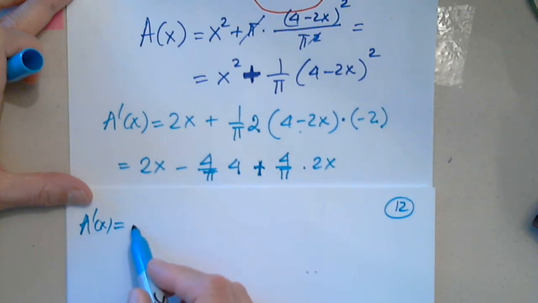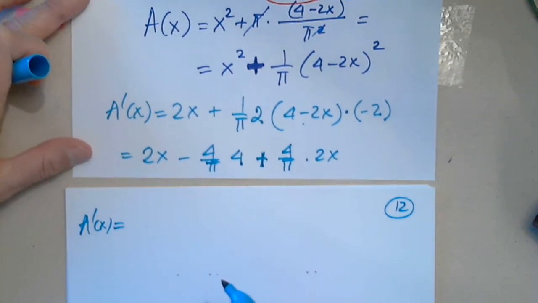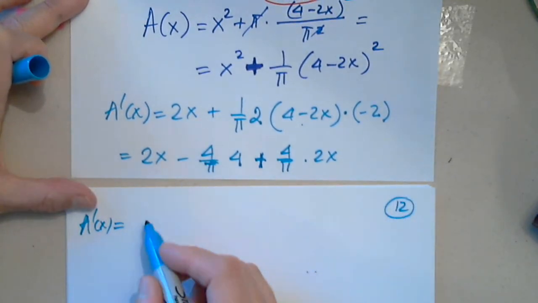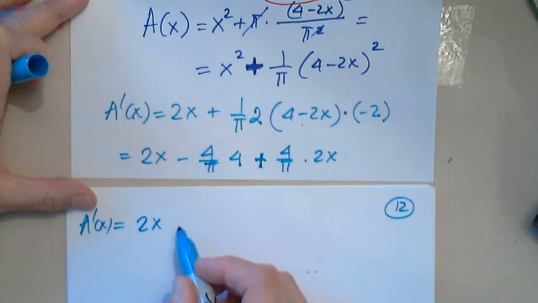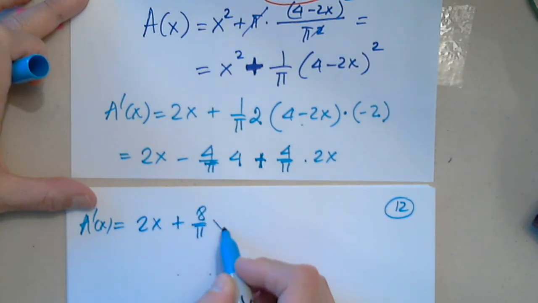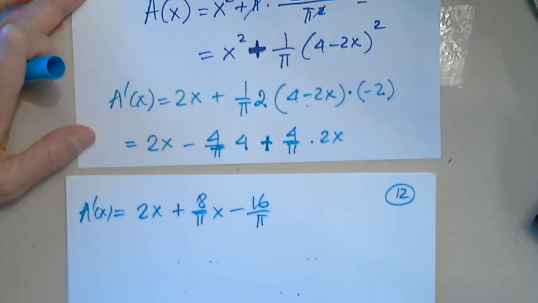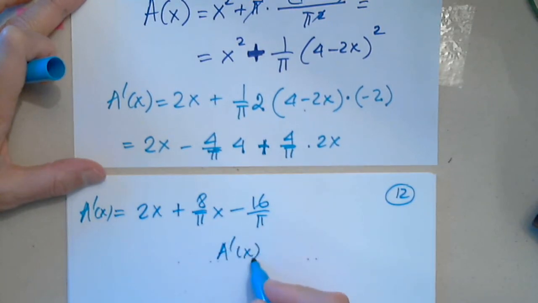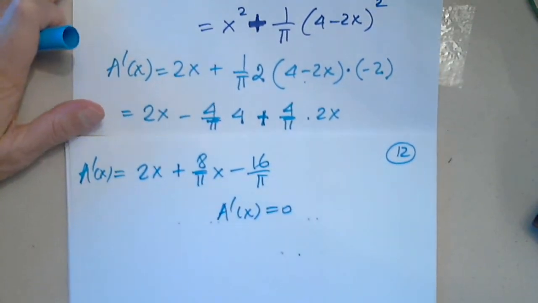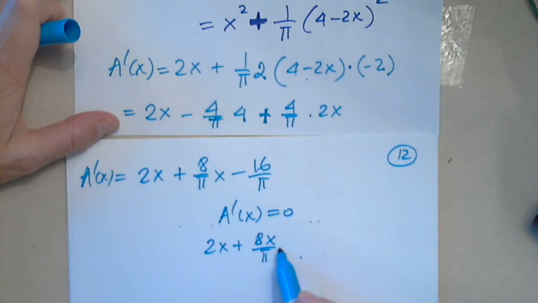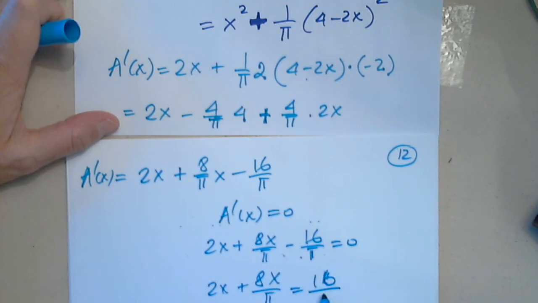Okay, so now A prime again is, if I factor, 2x plus 8 over pi x minus 16 over pi. I have to set this equal to 0. I will write it first like this. And then I have 2x plus 8x over pi equals 16 over pi.